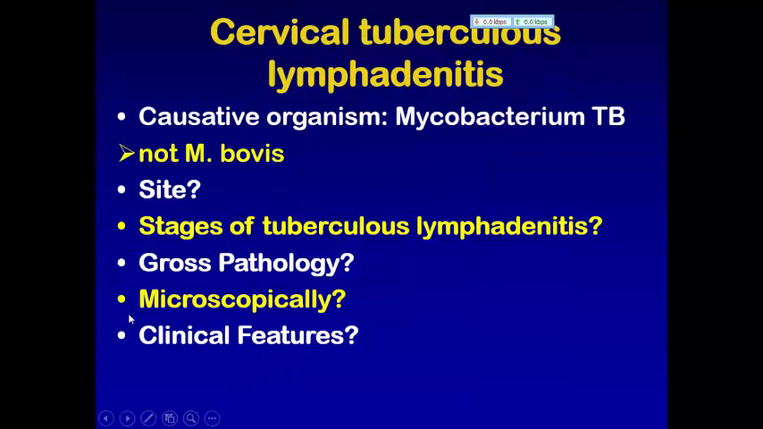In the gross pathology, there are firm matted lymph nodes, and the cut sections show yellowish caseating material. We say there is caseating necrosis. Microscopically, there are epithelioid cells with caseating material, seen along with Langhans type giant cells. These are epithelioid cells that unite together, forming a giant cell with multiple nuclei.